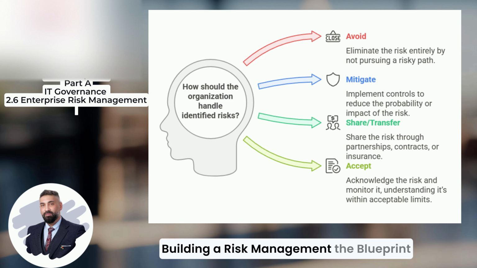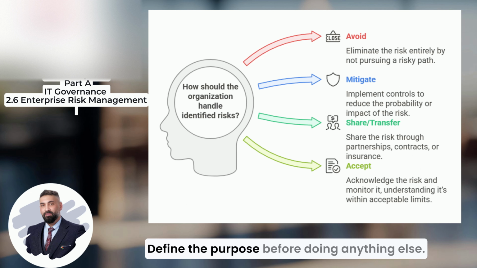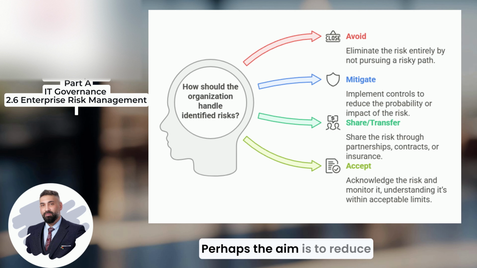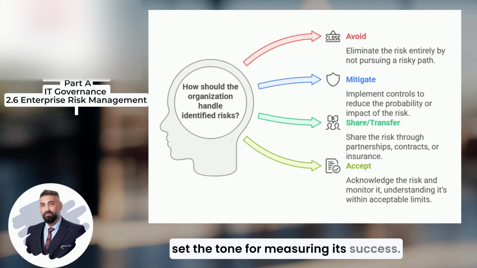Building a risk management program, the blueprint for preparedness. Moving from theory to practice requires a structured approach. A risk management program acts as the backbone of any organization's resilience strategy. Developing such a program involves a series of steps. Define the purpose. Before doing anything else, the organization must ask, why are we building this program? Perhaps the aim is to reduce insurance costs by showing proactive measures, or maybe it's about minimizing operational disruptions. Clear objectives help anchor the program and set the tone for measuring its success.